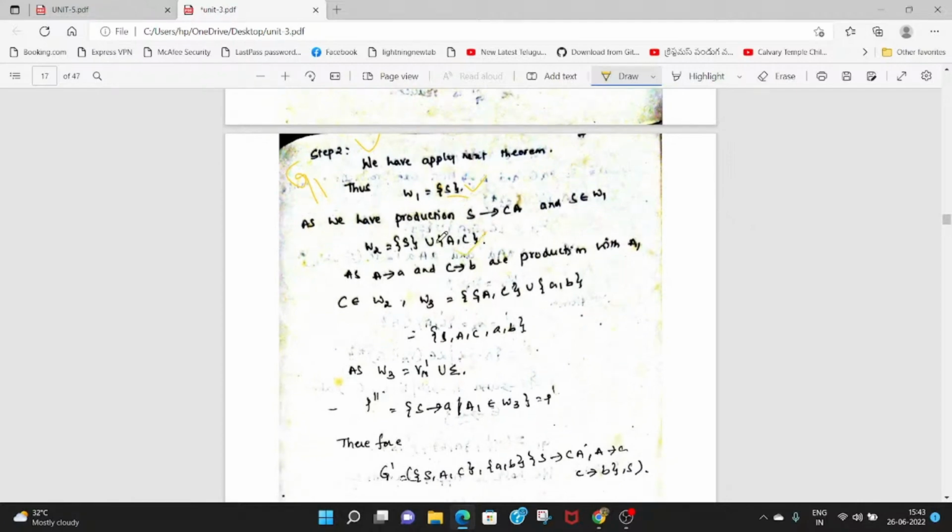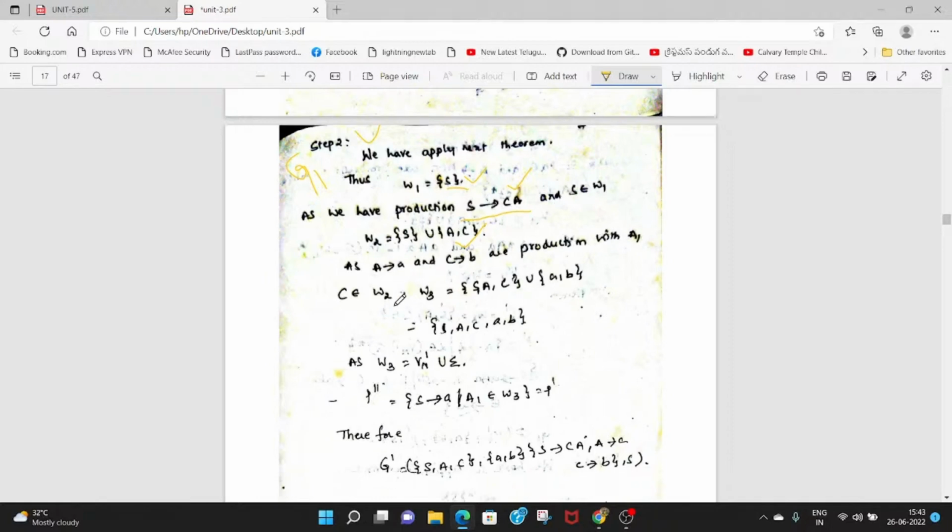So now W1 will consist of the start symbol, and after that we are going to include the other variables A and C, because your S derives CA. So now in W2 I am going to include S, A and C. Why am I including these? Because A tends to small a and C tends to small b are the productions. And now C belongs to W2, and W3 equals, like, we can include the terminals.